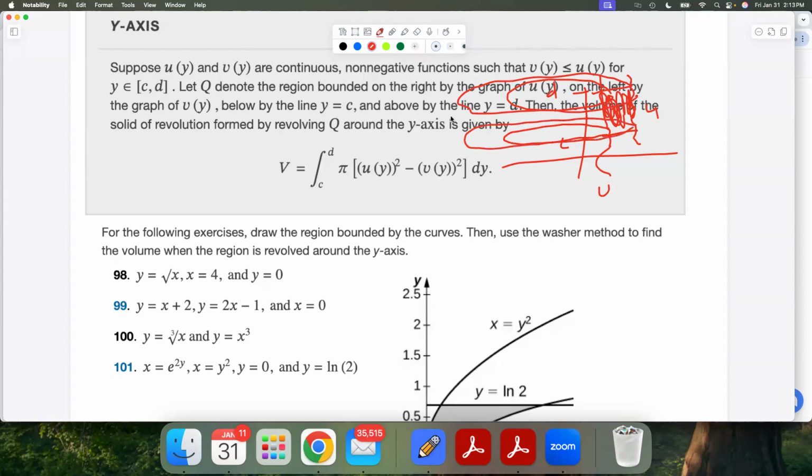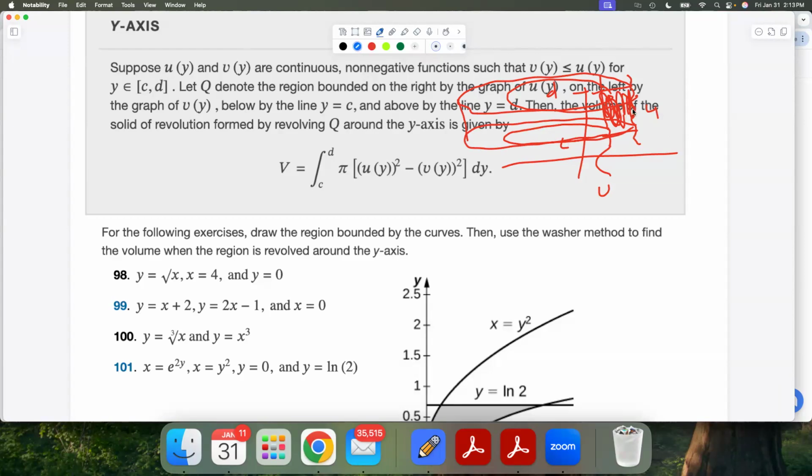Again, I'm not very good at drawing these. We're going to get something that kind of looks like this, where we have some cavity in the middle. This whole middle chunk here is cut out. So our washers now, I'm going to erase all this to get it out of the way.